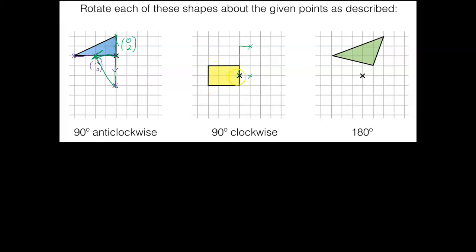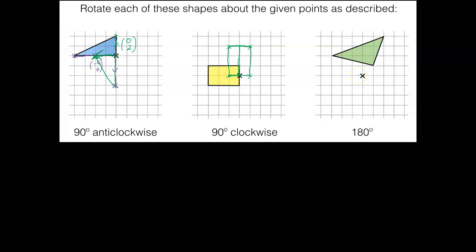This vertex here is -3, -1. So when I rotate this shape 90 degrees clockwise, that gives me 3, -1. So that vertex is there. And then this vertex is just 0, -1. So when I rotate that 90 degrees clockwise, it ends up here. And I join my vertices together. That's my rectangle.